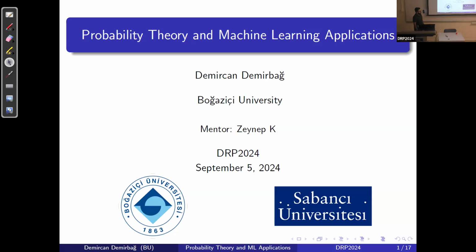Today I'm going to talk about probability theory and one of its applications. But before I start, I want to point out that in the logo of Sabancı University, the dots are not aligned, and it is not a typo, as you can see from here.